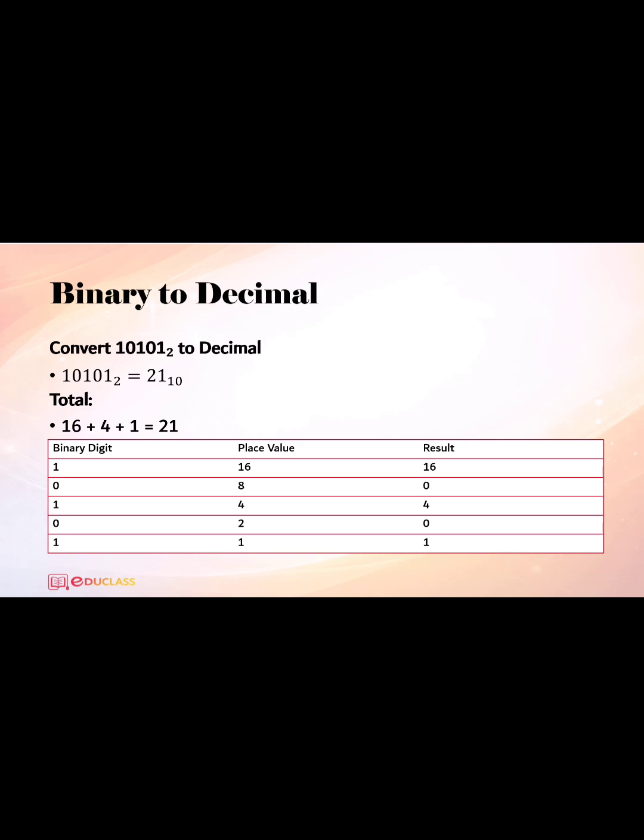By multiplying each binary digit with its place value. So 1 into 16, it will be 16, 0 into 8, it will be 0, 1 into 4, it will be 4, 0 into 2, 0, 1 into 1, 1. And after adding all these numbers, it will give us the decimal number, which is 21.